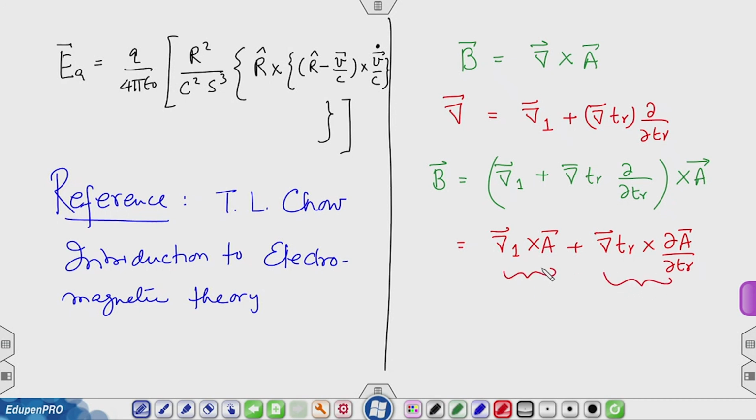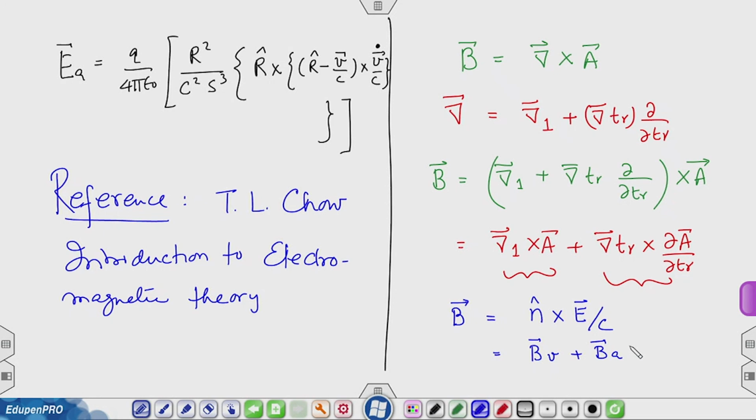And various terms occurring in this we have already calculated. The only complication now comes because there is a cross product. Grad T R we have already calculated. Del 1 cross A you can calculate. So, that calculation I will leave for you. The final result for both velocity dependent and acceleration dependent field comes out to be n unit vector cross E over C. So, this also is B V dependent plus B acceleration dependent.